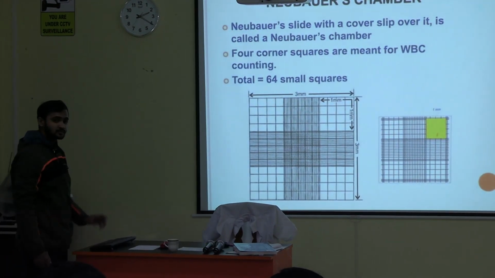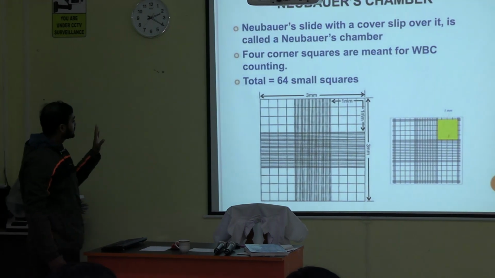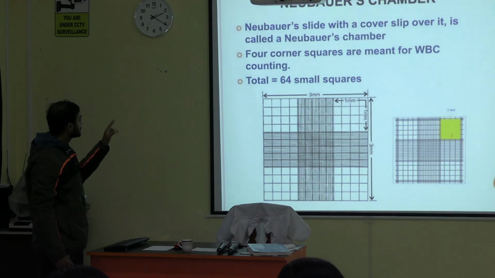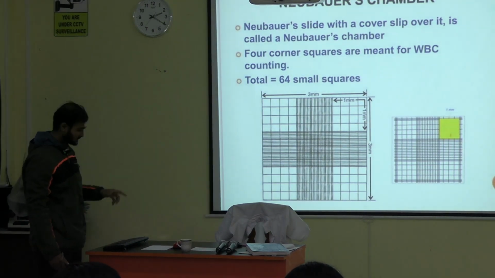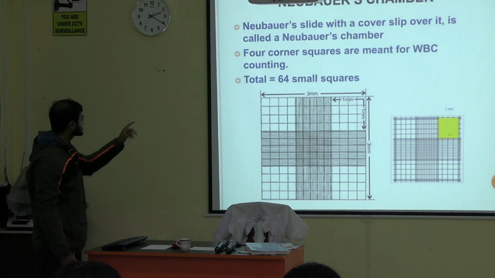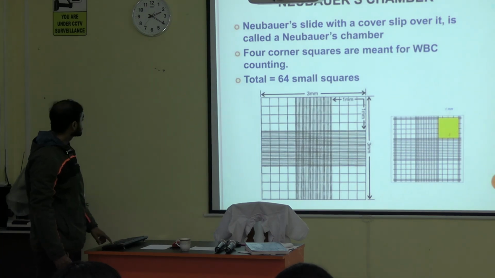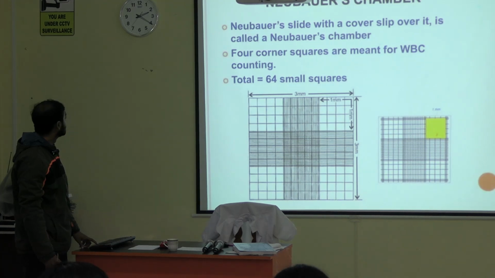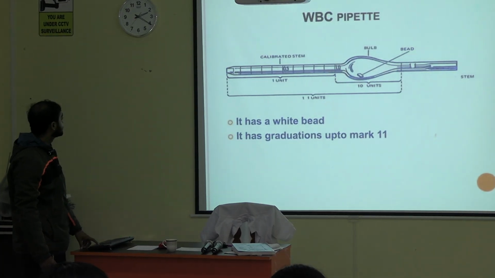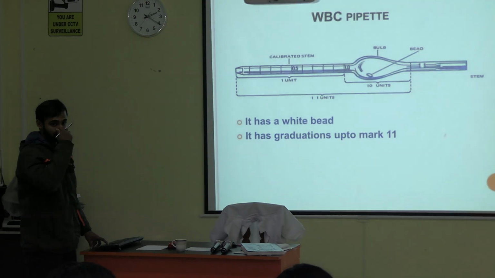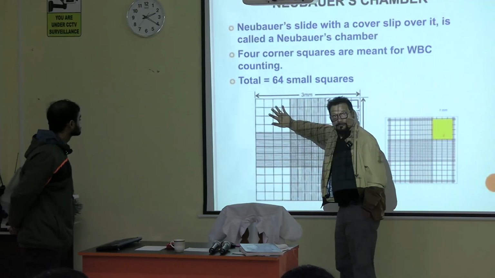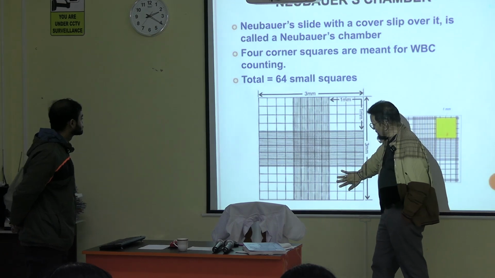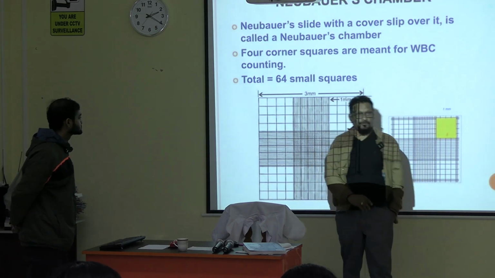Manusha, is that okay? So in total, there are 4 into 4, 16 small squares. In a WBC square, the 4 corners of the WBC square, we count the 4 corner squares for WBCs. Then you will have to count this 4, then go back a bit, this also has to be counted, this also, all these 4.